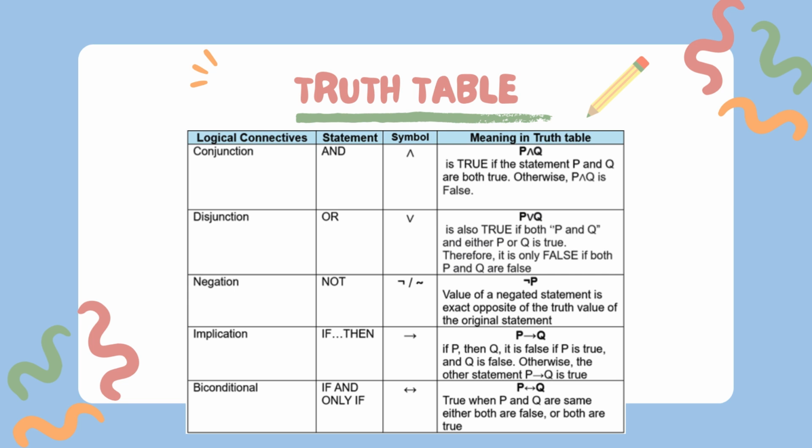Next, for implication, P implies Q, if P then Q, it is false if P is true and Q is false. Otherwise, the statement P implies Q is true. For a P biconditional Q, it is true when P and Q are the same, either both are false or both are true.